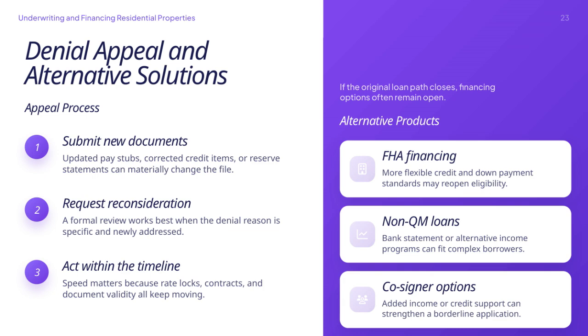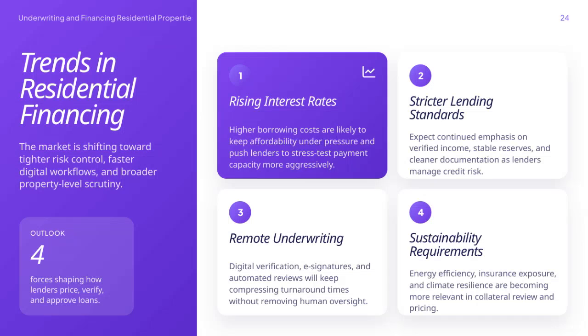Additionally, co-signer options can strengthen an application by adding extra income or credit support. These strategies, combined with solid understanding of underwriting requirements, can help navigate the path to financing residential properties successfully. Now, let's look at the key trends shaping residential financing today.